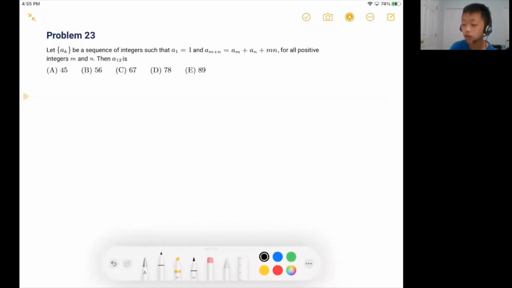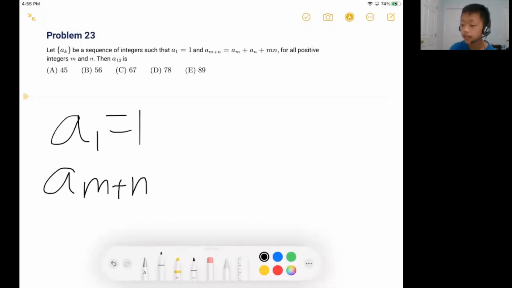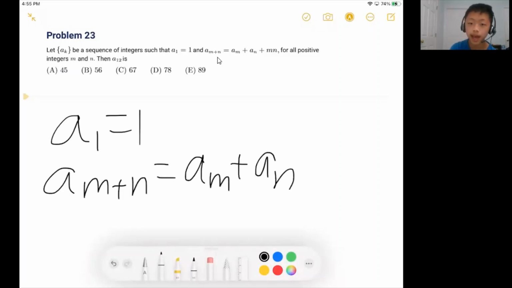And we're given that A1 equals 1. And we're given this condition here: A of m plus n is equal to A of m plus A of n plus mn. Right? And then we want to find A12.